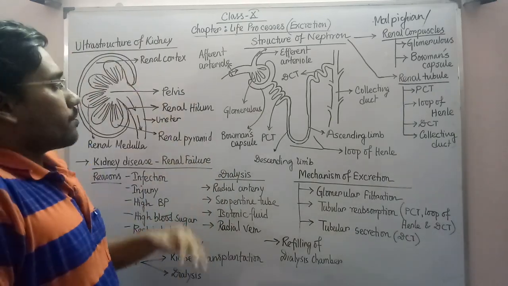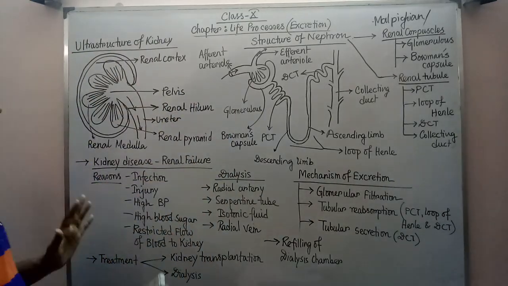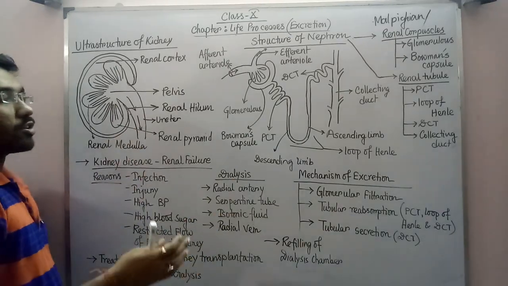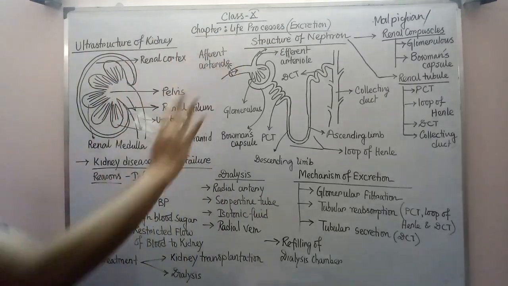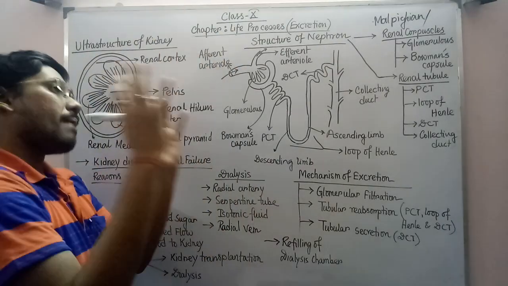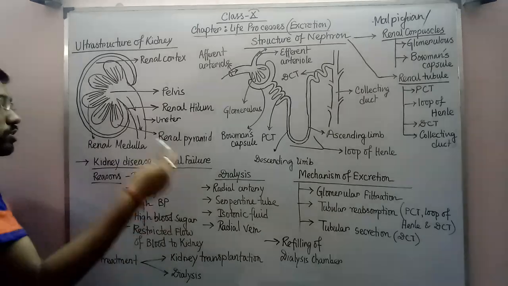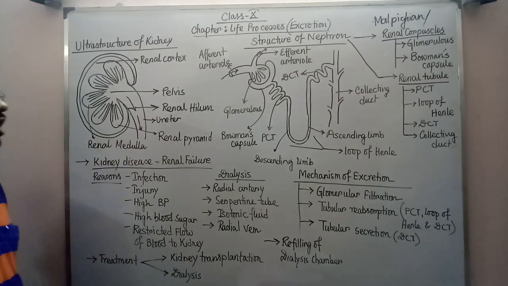Now after this part, the last part I have already told is tubular secretion, that is the secretion of various materials in the DCT region, so that when the urine moves out to the collecting duct, it will contain maximum toxic agents. Now we will come to the last portion, that is the kidney disorders and diseases.